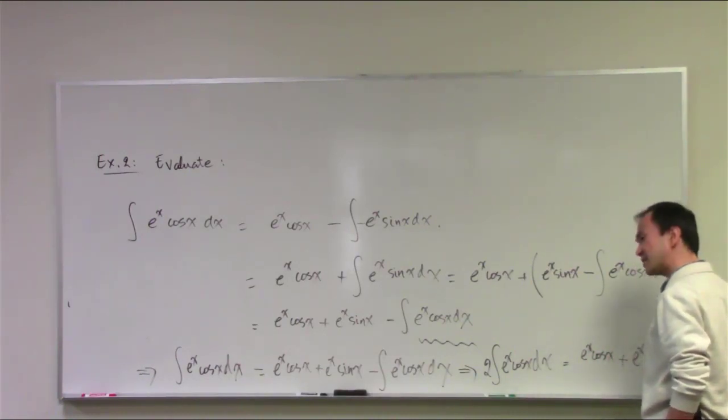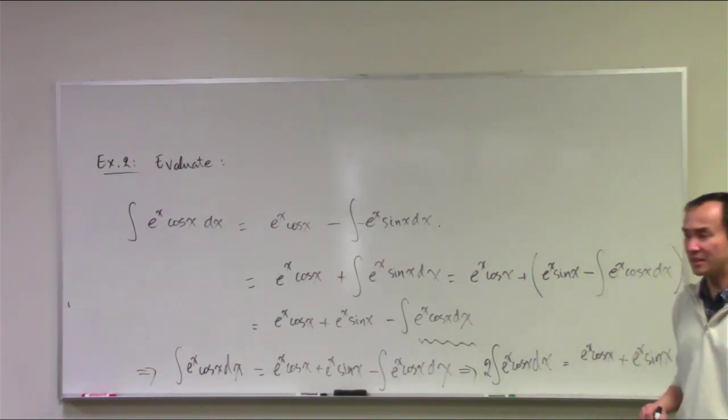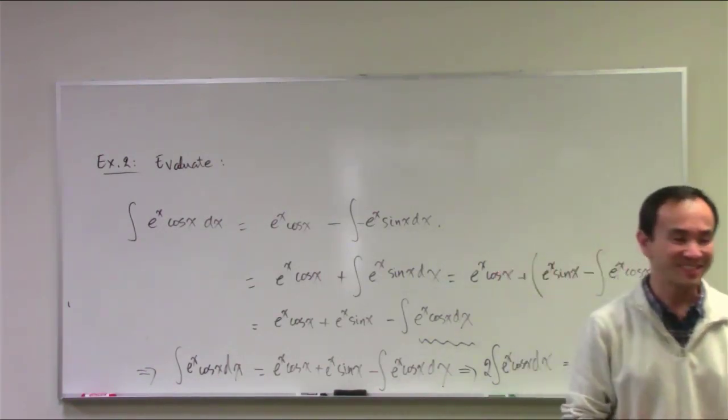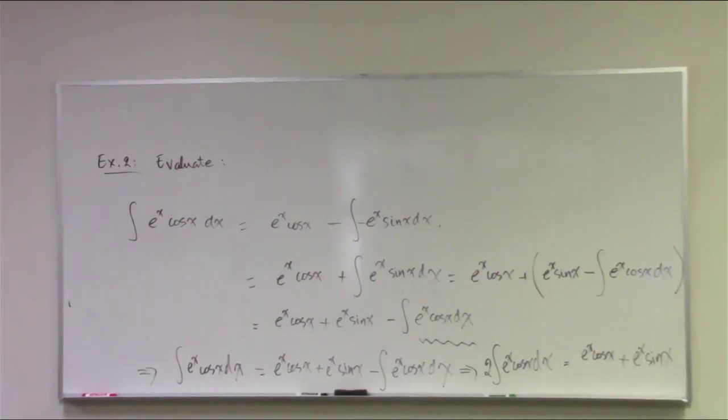You guys agree with that still? It's just the algebra argument of that, right? Alright, and now let me write it on this board right here. So currently we've got 2 times the integral of e to the x cosine of x dx equal to e to the x cosine of x plus e to the x sine of x. So that's where we're at right now.